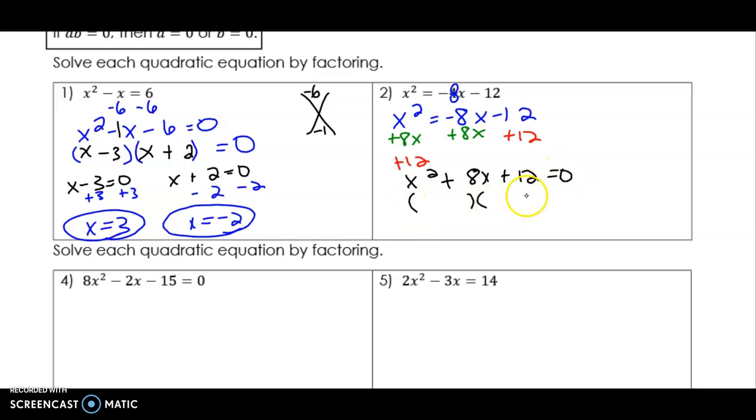And we can now break it down, factor it out. So we've got x and x, multiplied to be 12 would be 6 and 2, plus and plus. Set them each equal to 0. So x equals negative 6, x equals negative 2.